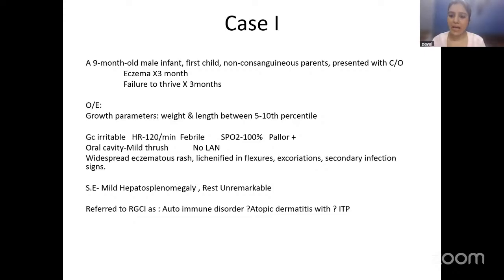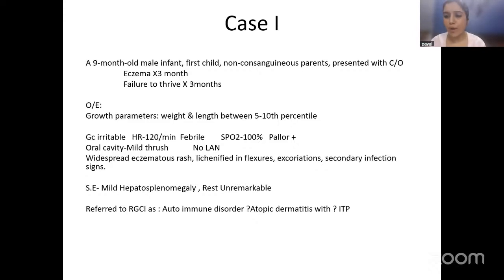When we looked at his anthropometry, he was between the 5th and 10th centile. He was irritable, tachycardic, with mild pallor. There was mild thrush, no lymph nodes as such, and mild hepatosplenomegaly. Definitely the complaint was a widespread eczematous rash, which was actually lichenified in the flexure area. And then we could see signs of secondary infection because of recurrent itching and excoriation.